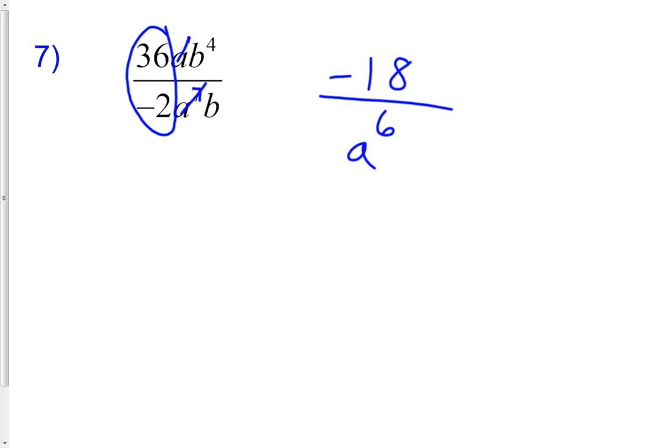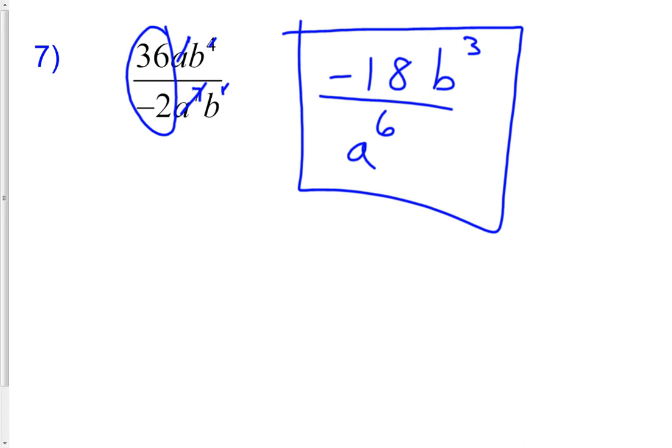And then you have b to the first in the denominator, b to the 4th in the numerator. So the 4 and the 1, you'd subtract those and get b to the 3rd in the numerator. So a negative 18 b to the 3rd divided by a to the 6th.